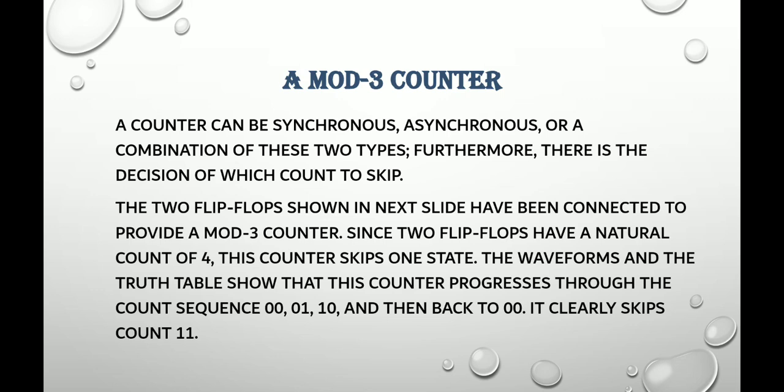A mode 3 counter. There are a great many different methods for constructing a counter having a modified count. A counter can be synchronous, asynchronous, or a combination of these two types. Furthermore, there is a decision of which counts to skip. For instance, if a mode 6 counter using 3 flip-flops is to be constructed, which two of the 8 discrete states should be skipped.